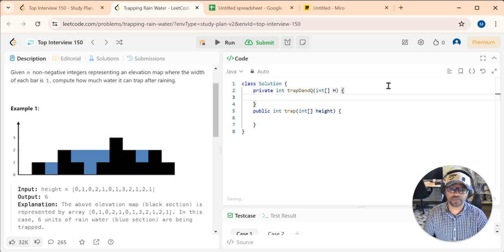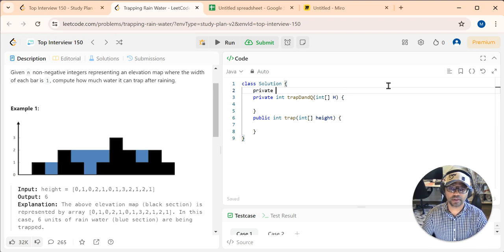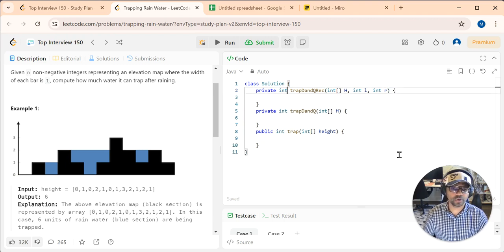Okay. So what's our base case? Okay, so, well, actually, wait, sorry. This is not the recursive one. We need a recursive helper, right? So we'll say trap D and Q recursive, int H. Well, it needs a left and a right. So let's call it L and R in the spirit of using shorter variable names for the video. That's it, right? Actually, no, we also need to pass the base level above which we are calculating for that call. So let's call it base, right?